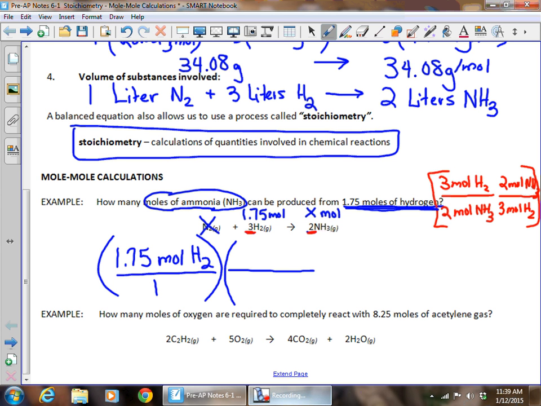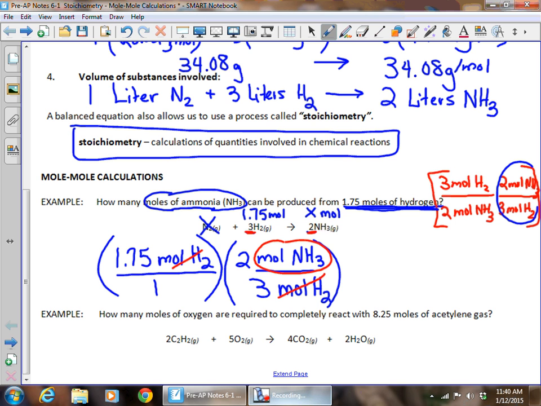Now remember, what I want to do is to get moles of H2 to cancel, bringing back our math, so I want moles of H2 on the bottom, which means I'm going to be using this conversion factor, the 3 moles of H2 on the bottom, the 2 moles of NH3 on top. That's going to cancel my moles of H2, leave me with moles of NH3.